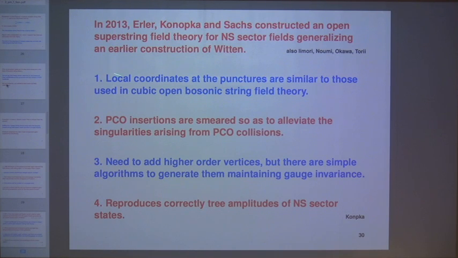So they resolved this problem. First of all, they chose local coordinates at the punctures that are similar to those used in cubic open bosonic string field theory. And the PCO insertions were smeared: instead of having a PCO insertion at one given point, they use integrals of the picture changing operators, which alleviate the singularities that arise from PCO collisions. Their action was not purely cubic. They needed to add higher order vertices, but there are simple algorithms to generate them maintaining gauge invariance. And one could show that this reproduces correctly the amplitudes of NS sector states, all amplitudes.